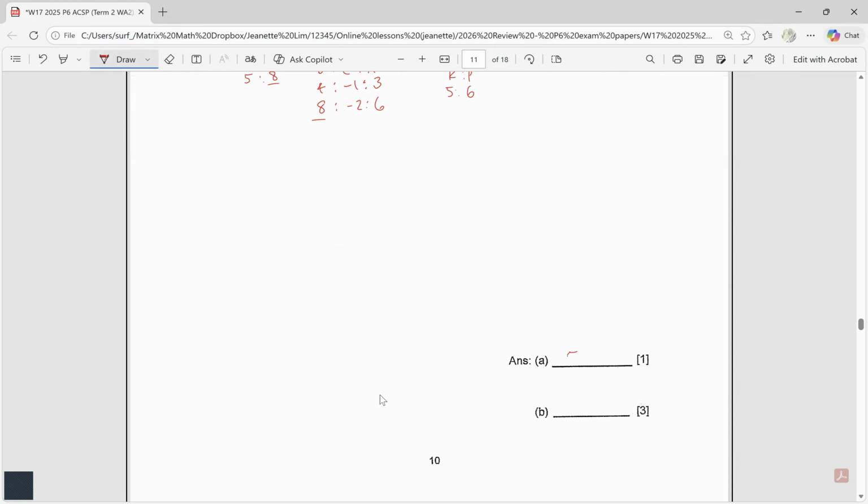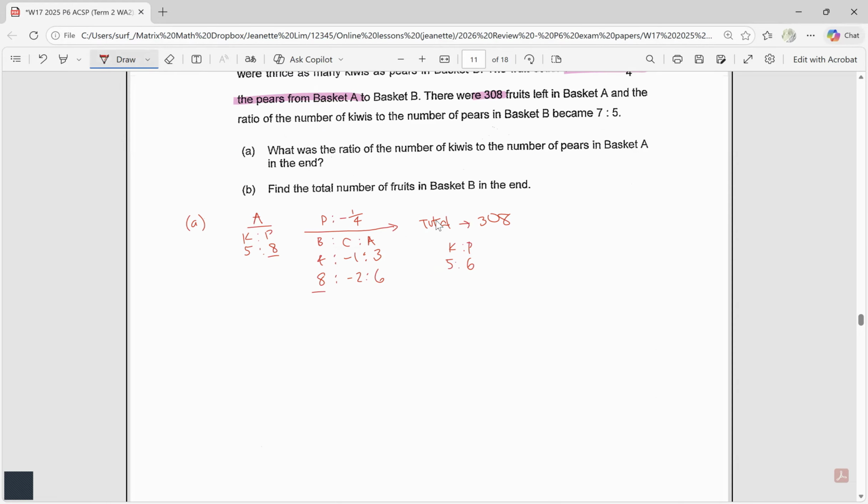So the answer for part A is 5 to 6. Now for part B, the total in B in the end. Okay, let's look at B.